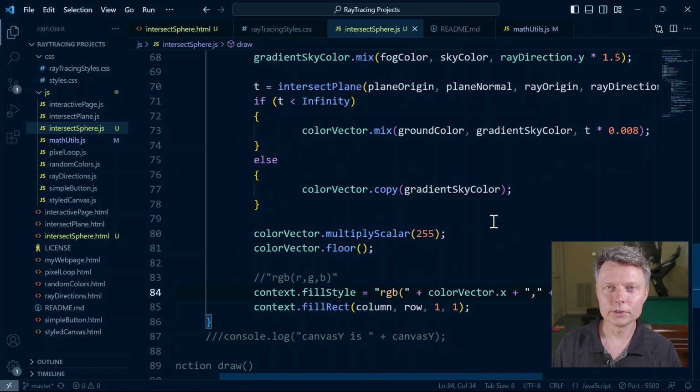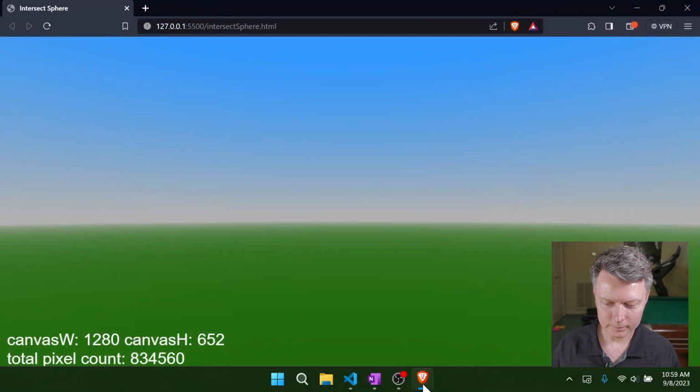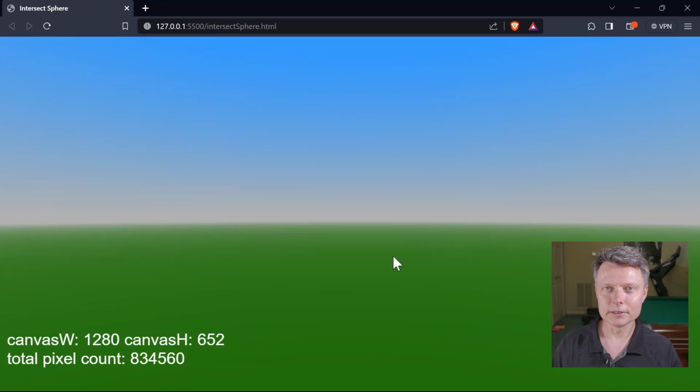Okay, so with those small changes made, let's go back into our demo and make sure everything's working. Yeah, so everything's working as expected. We have the ground plane receding into the fog, and then the atmosphere blends from the fog color up into the bright blue color as you get higher and higher up in the sky. So that's all good now.